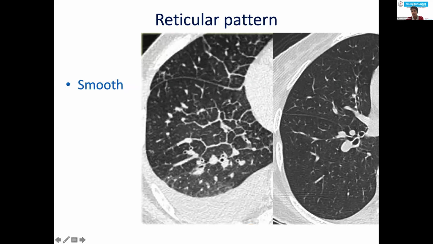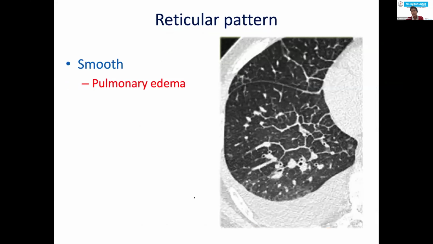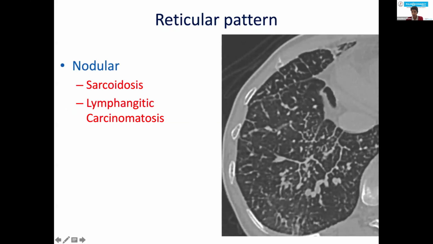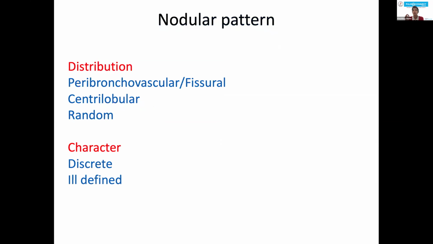When you see these smooth lines, always look for effusions. When you have smooth lines, there are very limited differentials, of which pulmonary edema is the commonest cause. Often these lines are nodular. So there are these nodular blotches. When you see these nodular lines, think of sarcoidosis or lymphangitic carcinomatosis. So these are reticulations. When you see lines, try to describe them in one of the three patterns, which will help you narrow down the differentials.